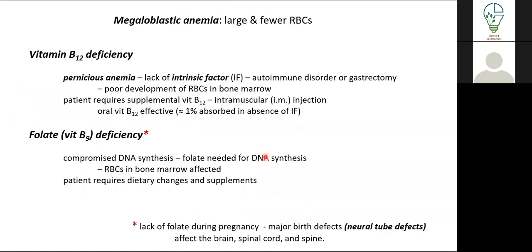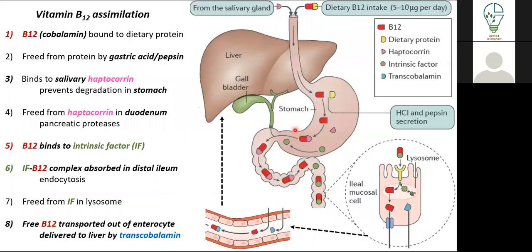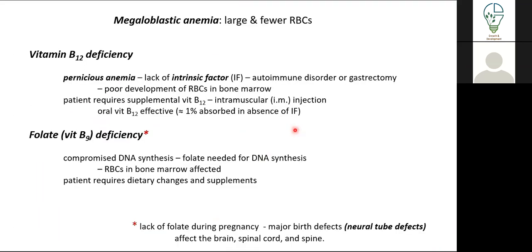Okay, now the last point we have over here is these two. What happens if we cannot absorb them? We get deficiencies. And what we get is a very specific type of anemia called megaloblastic anemia. Megaloblastic anemia basically means fewer red blood cells, but each one of them is very large. Okay, so you have large red blood cells, but they are very few in number.